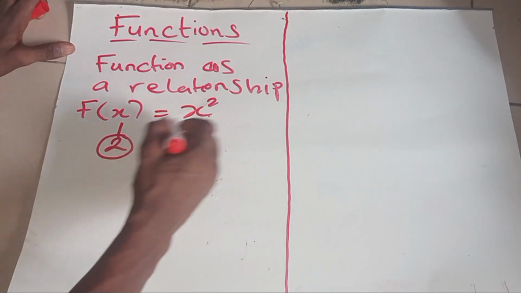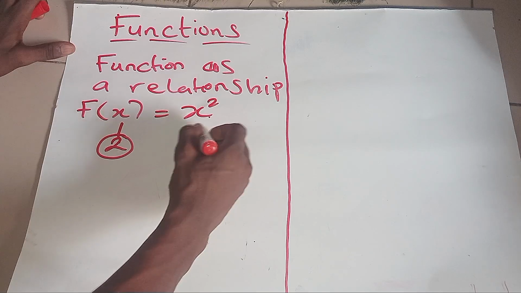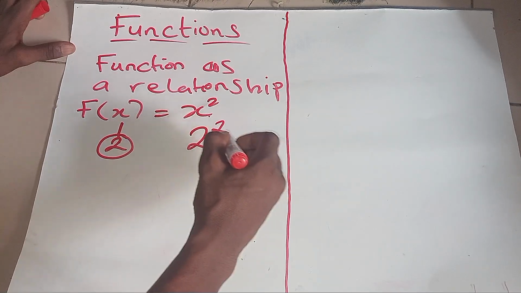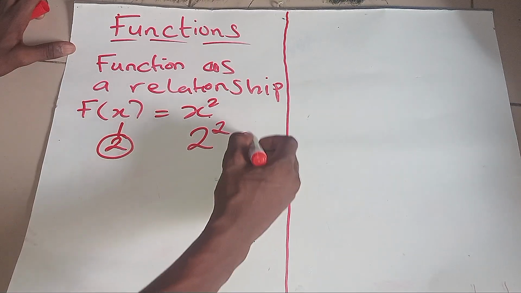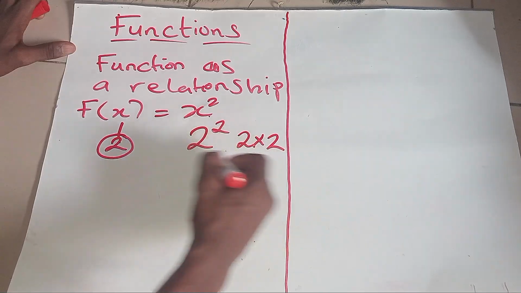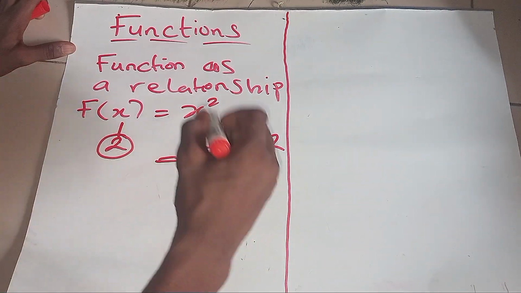So you're going to say this x here stands as 2. So 2 is going to be raised to the power of 2. 2 raised to the power of 2 is the same thing as 2 multiplied by 2, which is going to give me 4. So that's that.